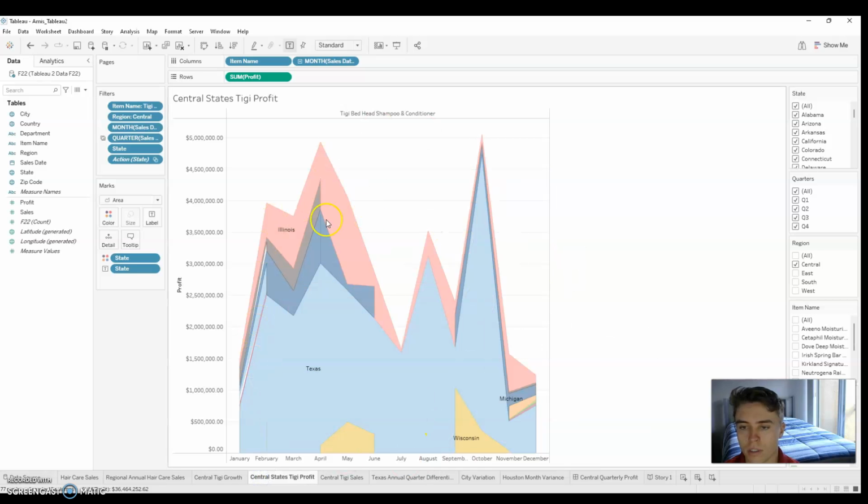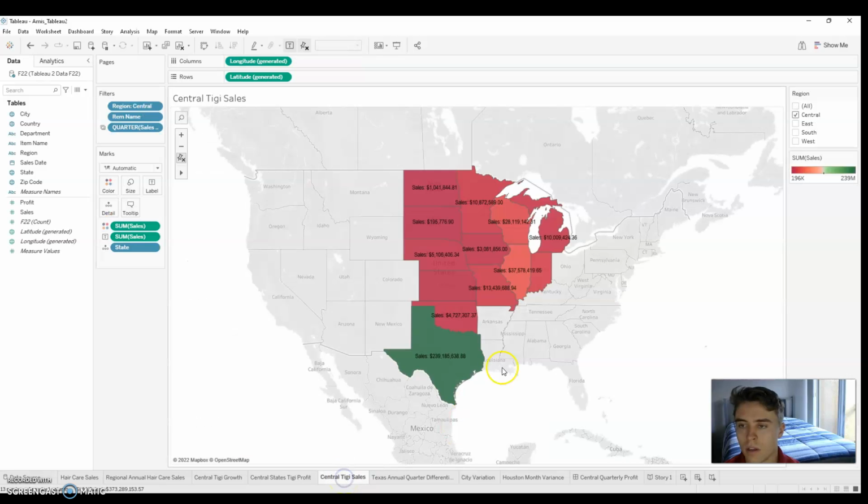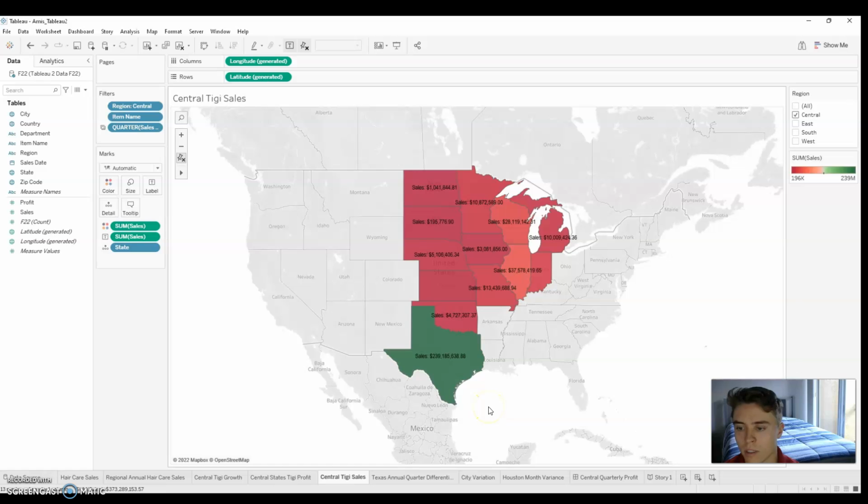Here we have all of the states consisting within that central region. And here we can see that Texas has the greatest profit of Tiggy Bedhead shampoo and conditioner. And here we have a map sheet which geographically we can visualize as Texas as the biggest contributor towards this increase in Tiggy sales in relation to its state counterparts in the central region.